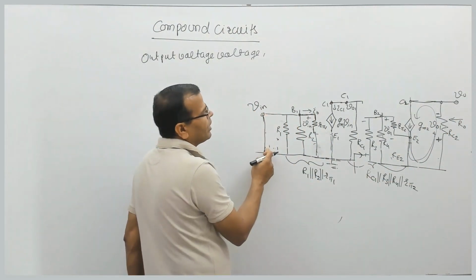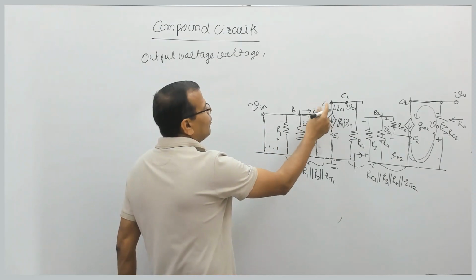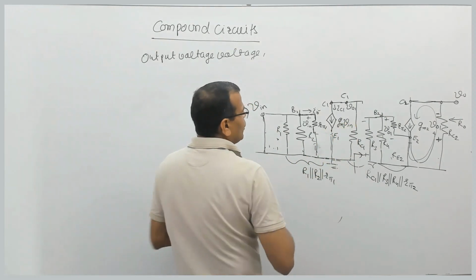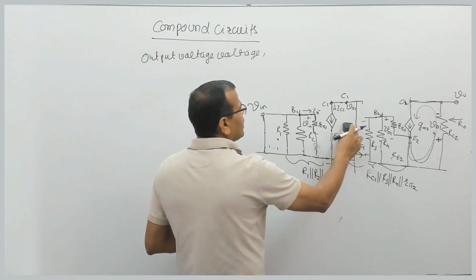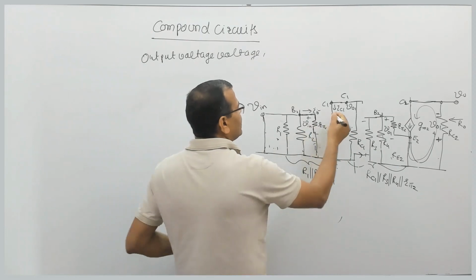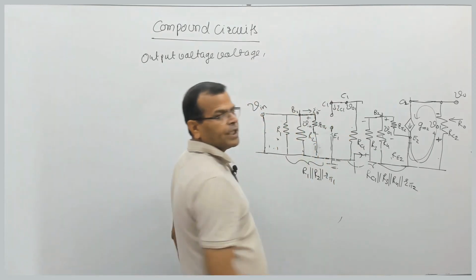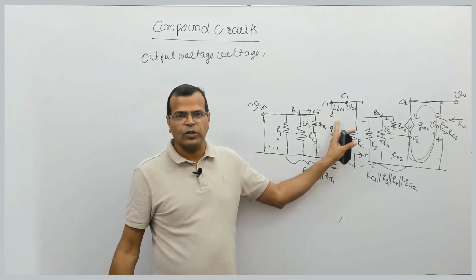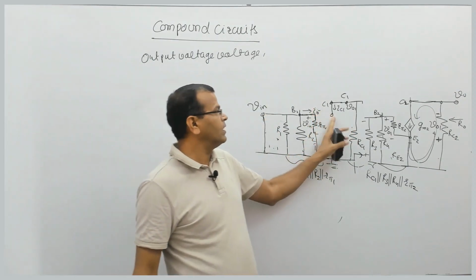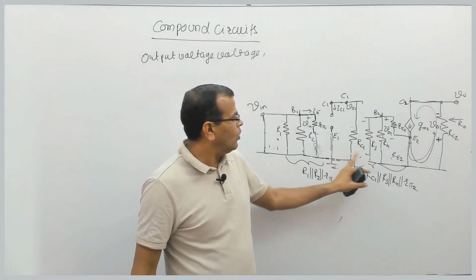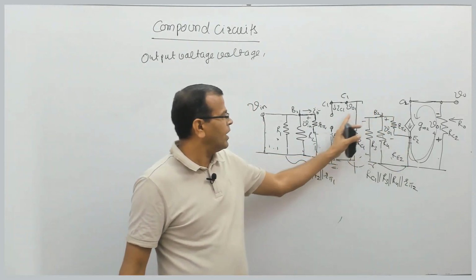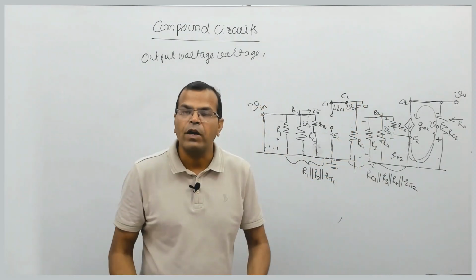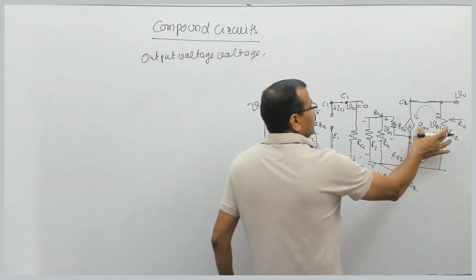If this is shorted, the voltage across this resistance will be 0 because the input is 0. When this voltage is 0, that current becomes 0. And when that current is 0, that means this is open circuited. This is a current source, so 0 means open circuit. It is not connected to any source, it is grounded. So definitely V01 will be 0. And when V01 is 0, this will become 0.